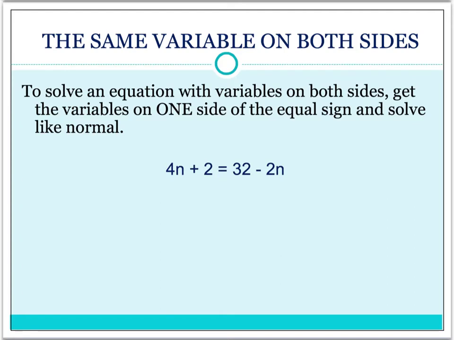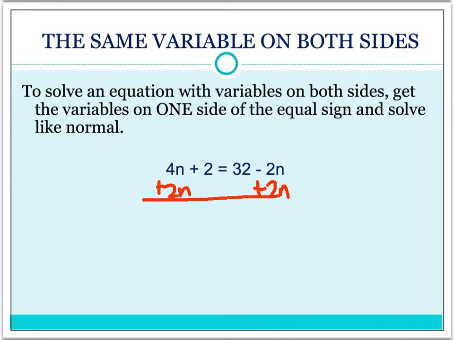I notice in this example, I have a 4n and I have a 2n. One is on the left and one is on the right. I need to get them on the same side of the equal sign. It does not matter how I do that, but I have to move one of them. I'm going to choose to move the 2n. Since it's a subtraction of 2n, I'm going to undo it by adding 2n to both sides.